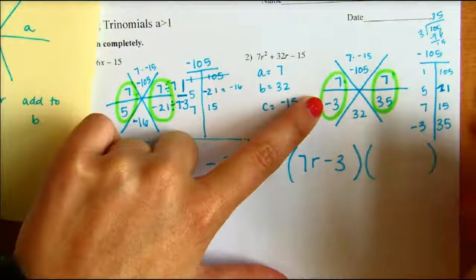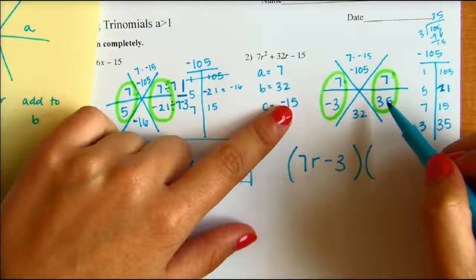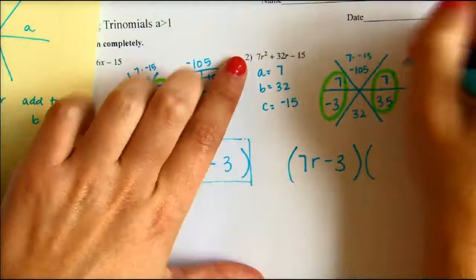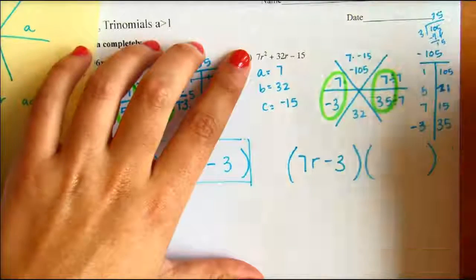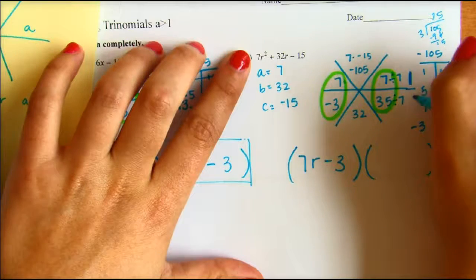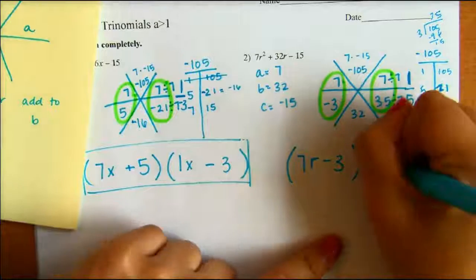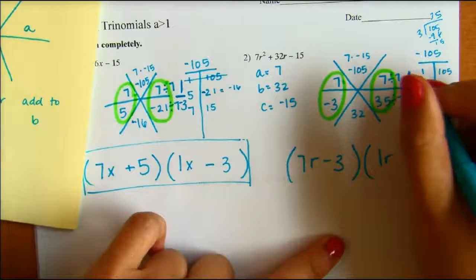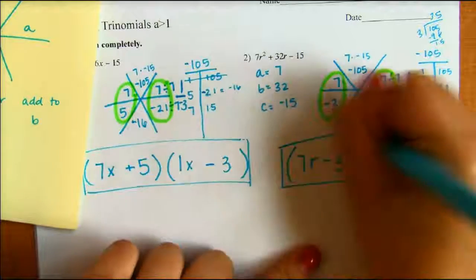Looking at my second fraction, 7 and 35, what's my common factor to both of these? 7. I can divide 7 by 7 and 35 by 7. 7 by 7 will leave me with 1, and 35 divided by 7 will leave me with 5. So my 1 is going to go in front of my r, and then I have a positive 5 at the end. And that will be my factored form.